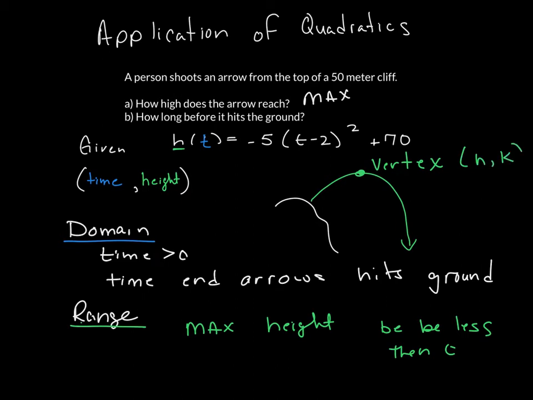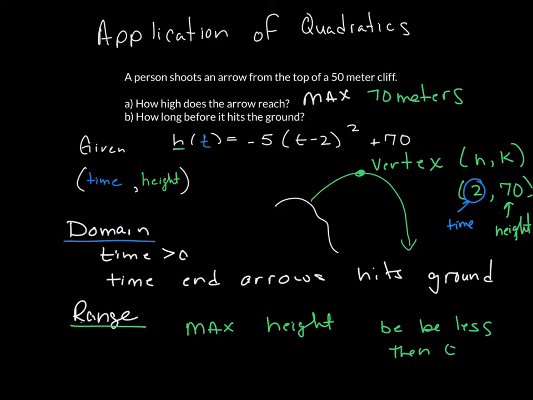So vertex of this is going to be 2, 70. Now remember what I said before, the 2 is the time and the 70 is the height. So how high does the arrow reach? It has a maximum of 70 meters. That takes 2 seconds to make that happen.